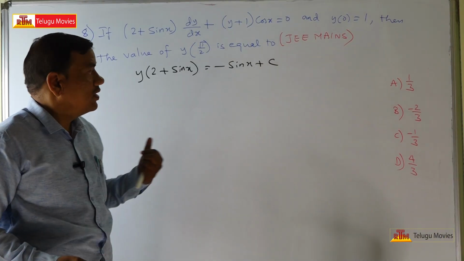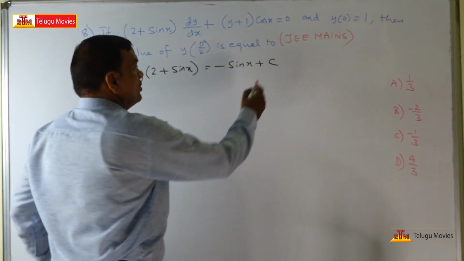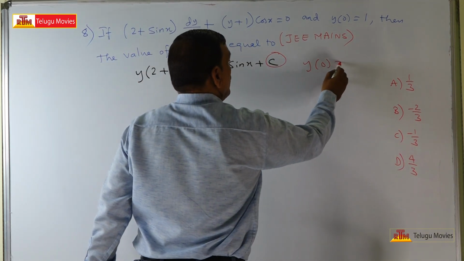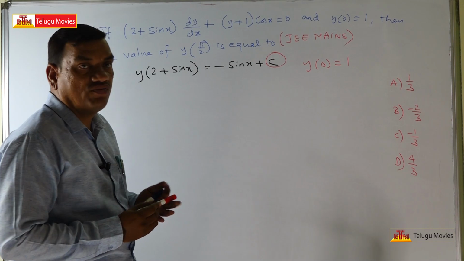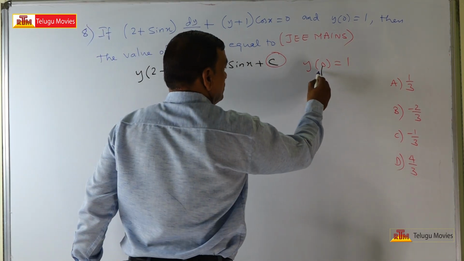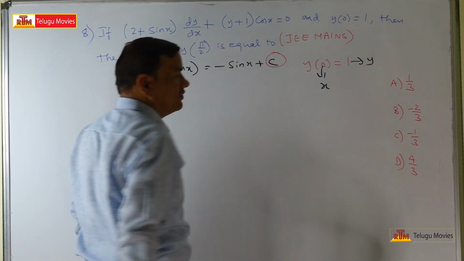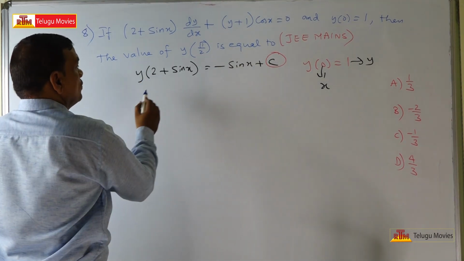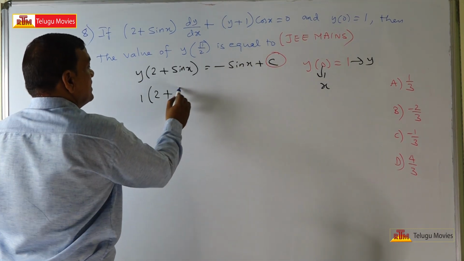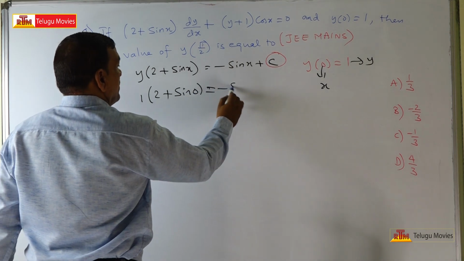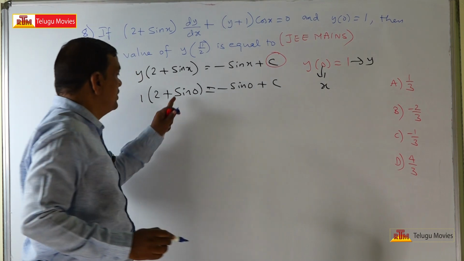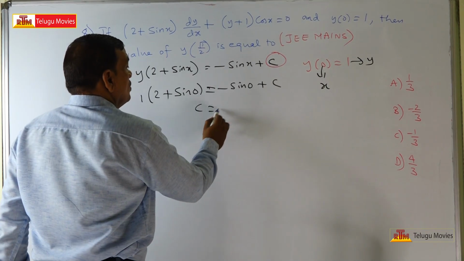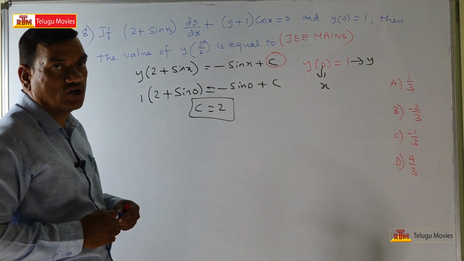So, welcome to the remaining solution. Here we have to find the constant of integration. For that, what is given? Y of 0 is equal to 1. So, always remember, if y of 0 is equal to 1, this value is x, this value is y. X is 0, y is equal to 1. Substitute here. So, 1 times 2 plus sin 0 is equal to minus sin 0 plus c. Here sin 0 value is 0, 2 plus 0 is 2. So, on the whole c is equal to 2. That is the constant of integration.